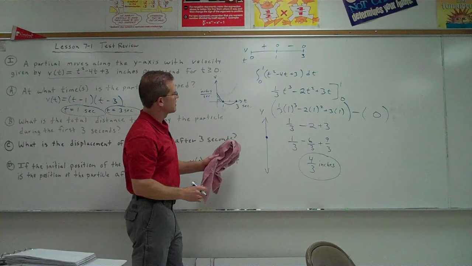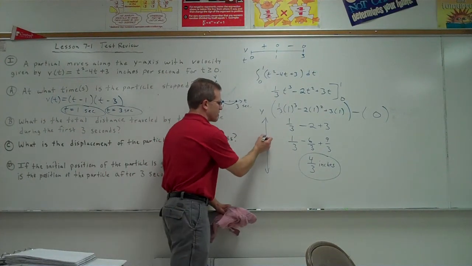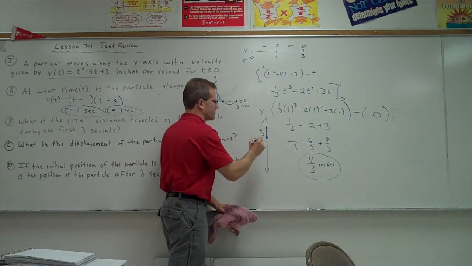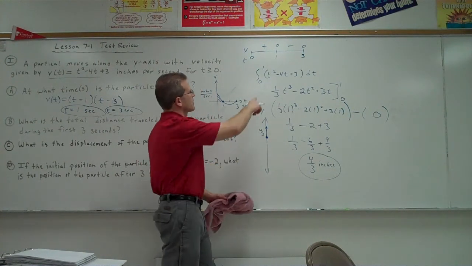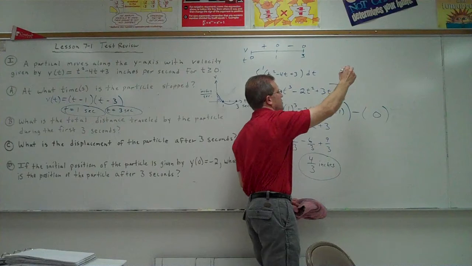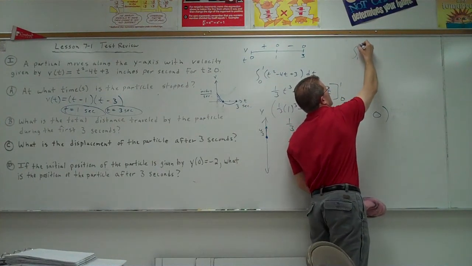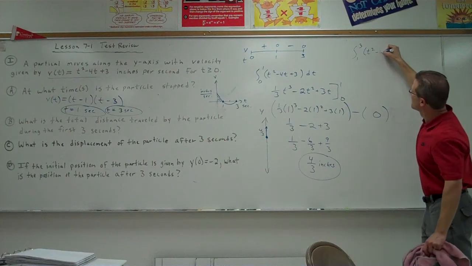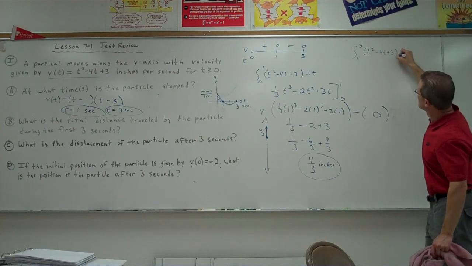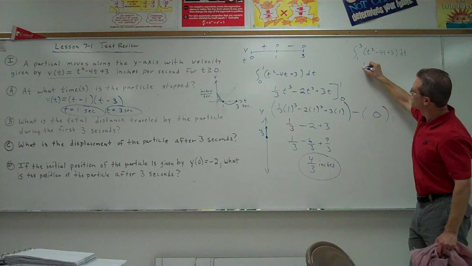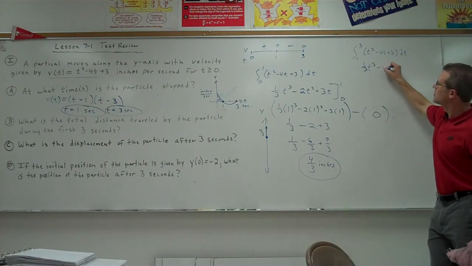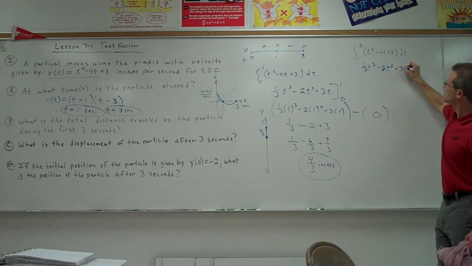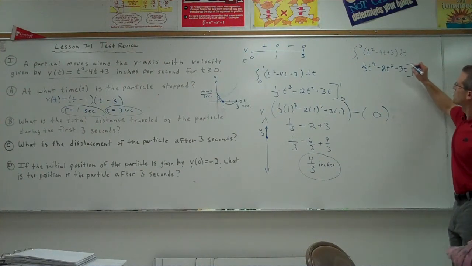All right, so that tells us the particle starts by going up 4/3 of an inch. So it goes this direction, 4/3 of an inch. Now we need to figure out how far it comes back down between 1 and 3 seconds. So now we do the integral from 1 to 3 of the same velocity equation. We already know the antiderivative is 1/3 t cubed minus 2t squared plus 3t. But this time we're going from 1 to 3.